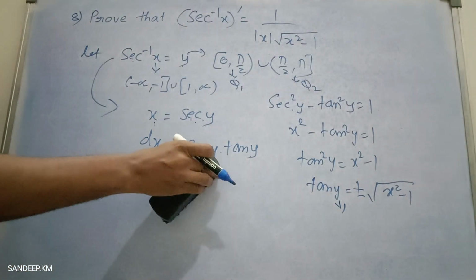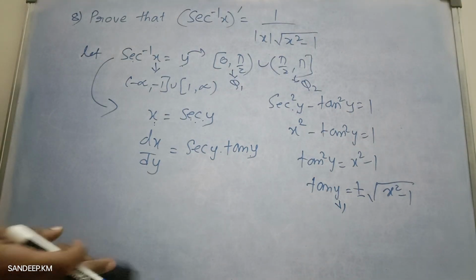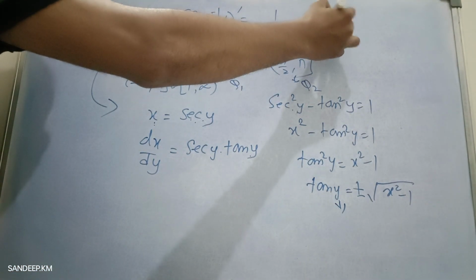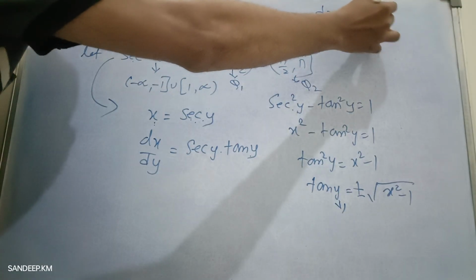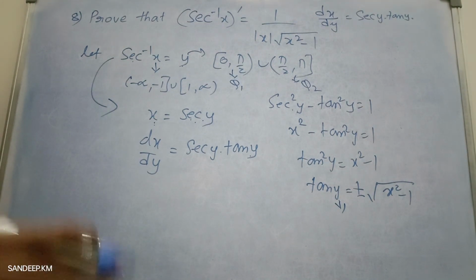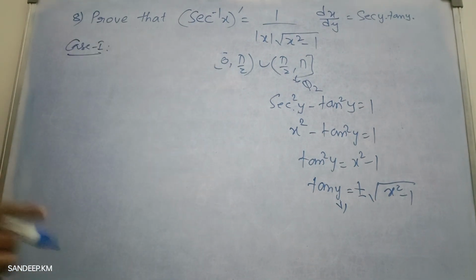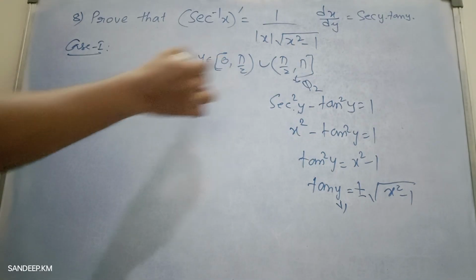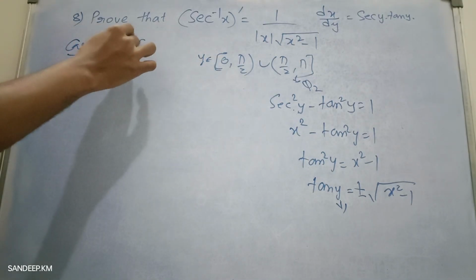Okay, now remember this. dx by dy is what? We have got secant y into tan y. So dx by dy is secant y into tan y. Now let us continue. In case 1, let me see what if y belongs to the first quadrant.